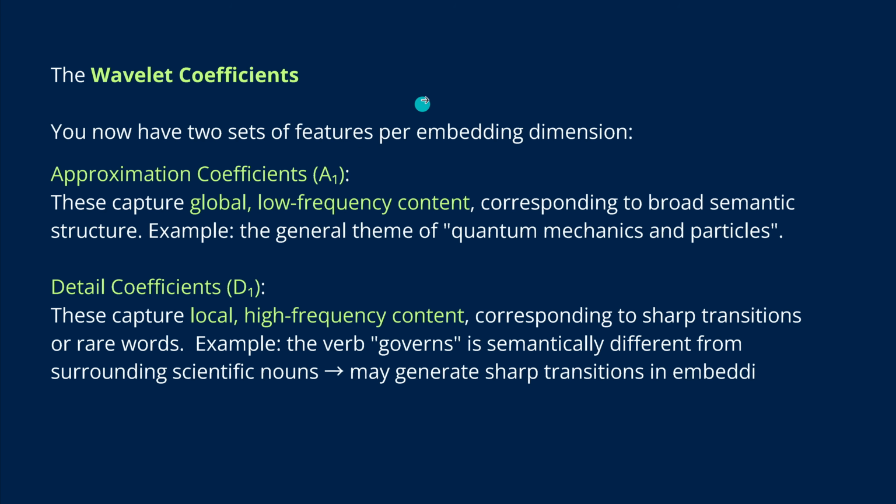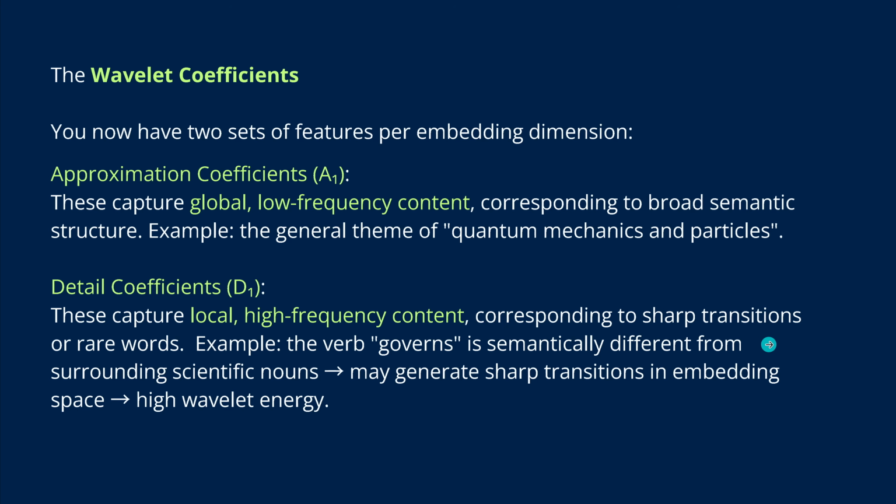So these coefficients in the simplest case, and we are here in a one-dimensional case, so we have A1 and D1. A1 captures the global low frequency content here, the semantic structure. So what is the topic here if I give you the sentence quantum mechanics and particles? And D1 is here the local, very specialized high frequency content. We go for sharp transitions. In an image, it would be the edges between black and white, for example, or technical terms that are absolutely rare in our vocabulary.